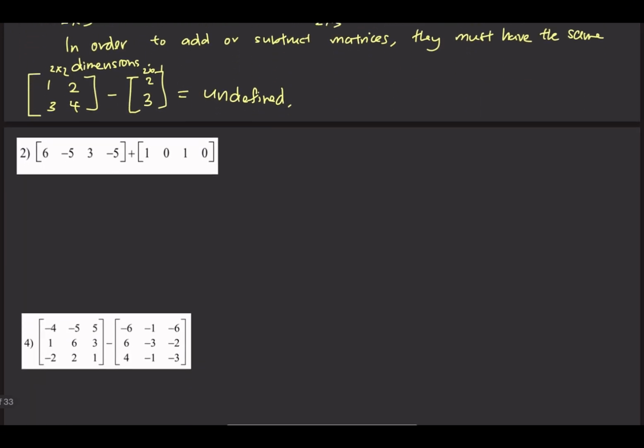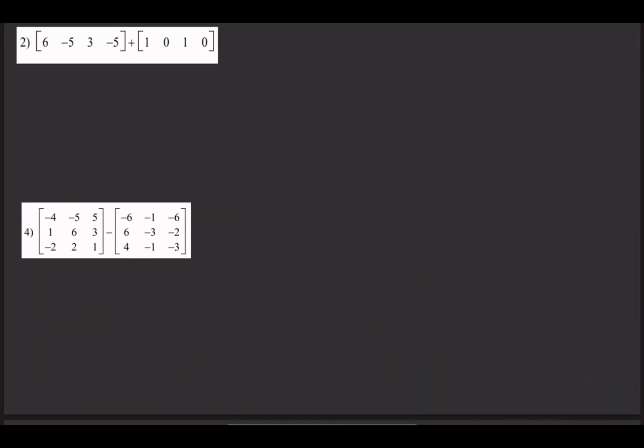We'll move on to more questions. Question 2: 6 plus 1. First, we identify that the dimensions are the same. This is a 4 by 1 matrix, 4 rows, 1 column, and this is also 4 by 1. Therefore, we can calculate it. We get 6 plus 1, 7, negative 5 plus 0, negative 5, 3 plus 1, 4, negative 5 plus 0, negative 5. And that is our answer.